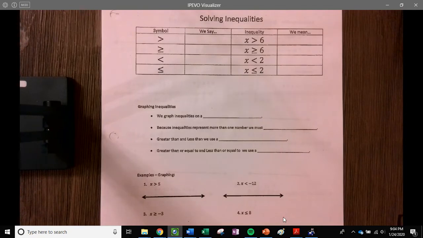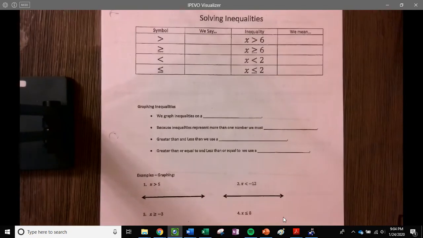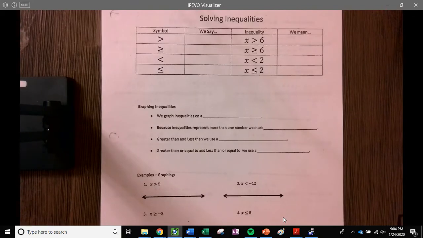So inequalities work a lot like equations, but there's a couple of differences that we will cover here. But other than those few minor differences, you're really going to solve them just like you solve equations.